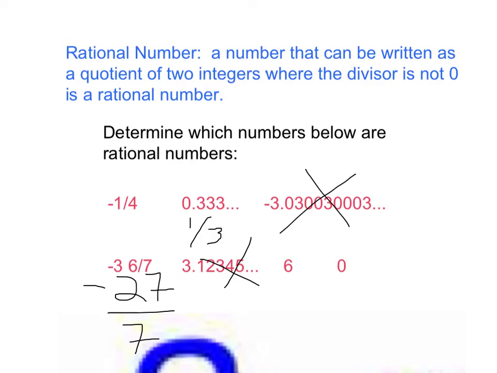6 can be written as a fraction of 6/1, therefore it can be written as a rational number. Same with 0. Any whole number is a fraction over 1, therefore every whole number is a rational number.